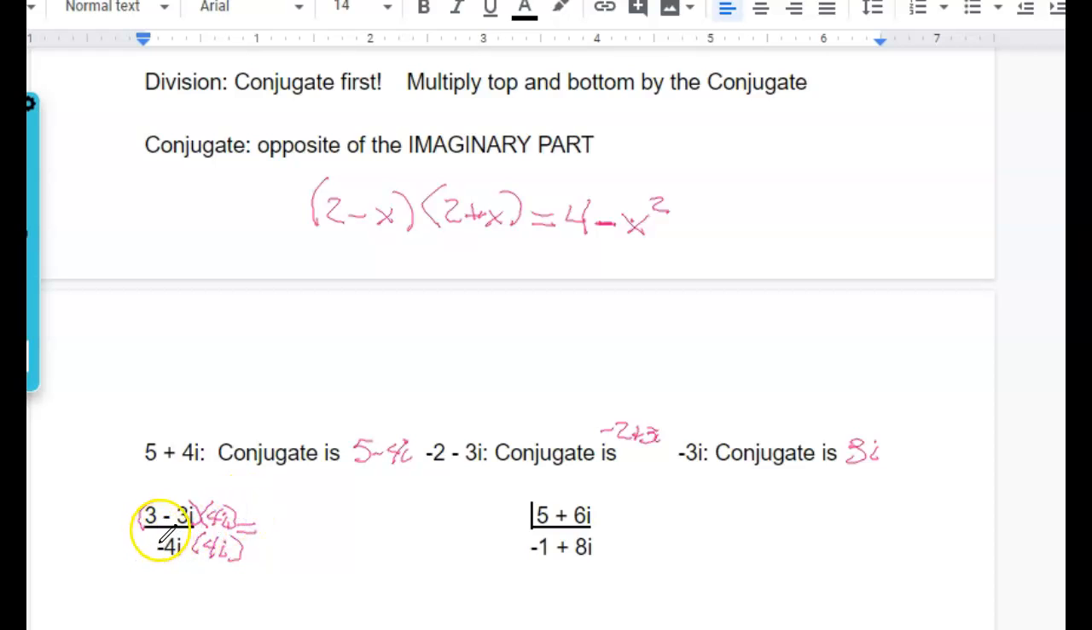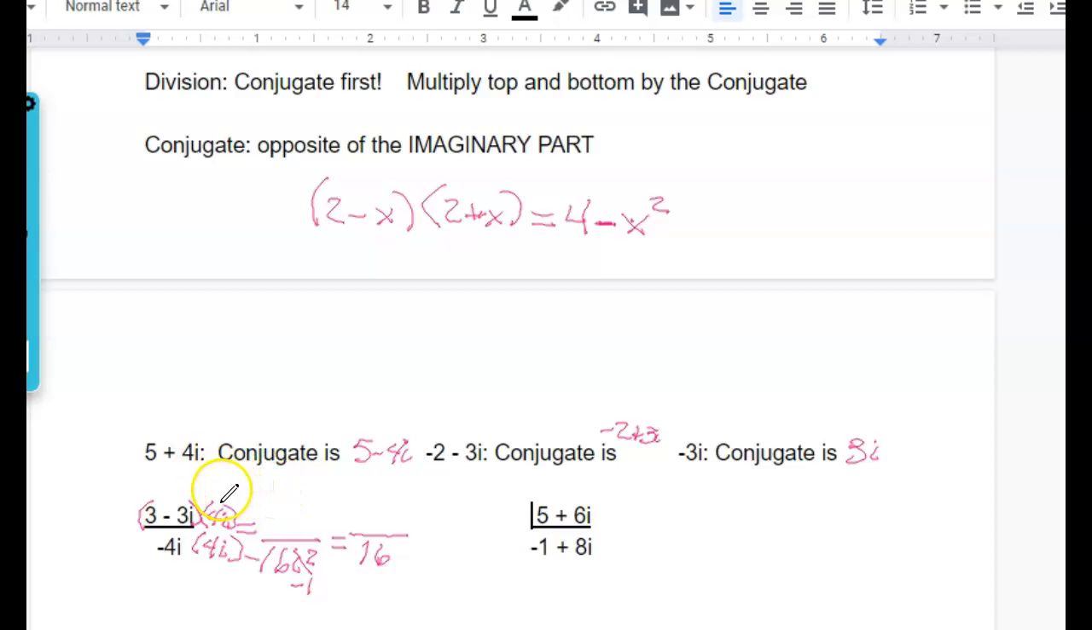In the bottom, I'm going to get a negative 16i squared. Just like in the multiplication video, if I see an i squared, I'm going to change it to a negative 1. So now I have a negative 16 times a negative 1, which is positive 16. Almost always this denominator is going to come out with a positive constant. Every once in a while it's a negative, not very often though.